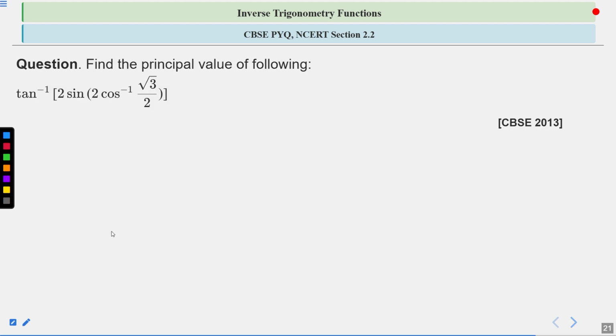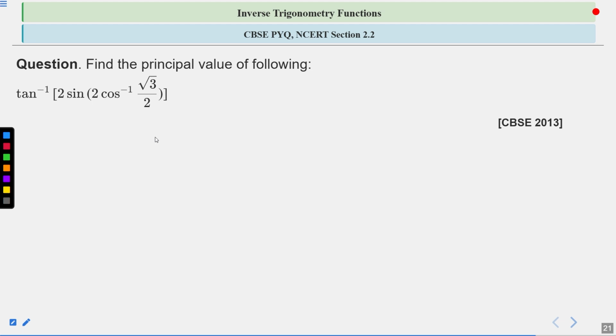This question says we have to find the principal value of tan inverse 2 sine 2 cos inverse root 3 by 2, right? Clear? So how can we find the principal value of the given expression? We can put the value of cos inverse root 3 by 2. We know that cos inverse root 3 by 2 is basically pi by 6. So we can write 2 cos inverse root 3 by 2 as 2 into pi by 6, which will be equal to pi by 3.